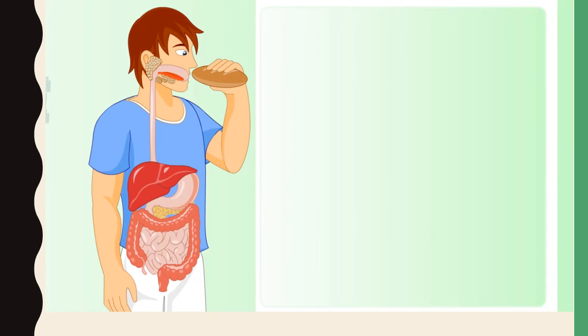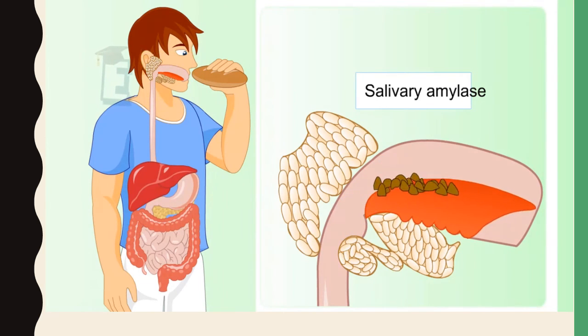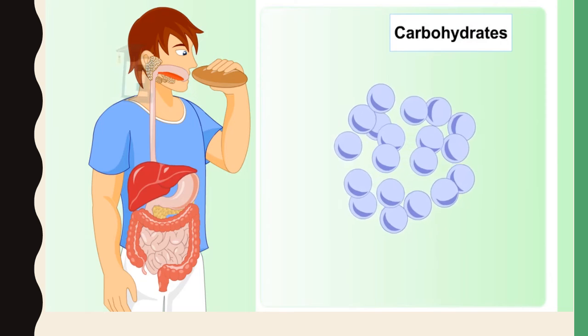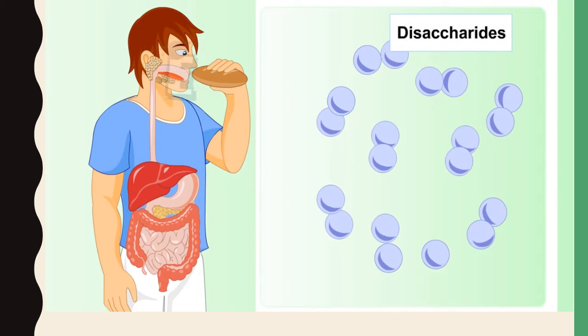Carbohydrate digestion occurs in three places: the mouth, stomach, and small intestine. In the mouth, salivary amylase, which is produced by salivary glands, helps carbohydrates to break down. This enzyme catalyzes digestion of the starch to disaccharides. This process continues in the stomach.